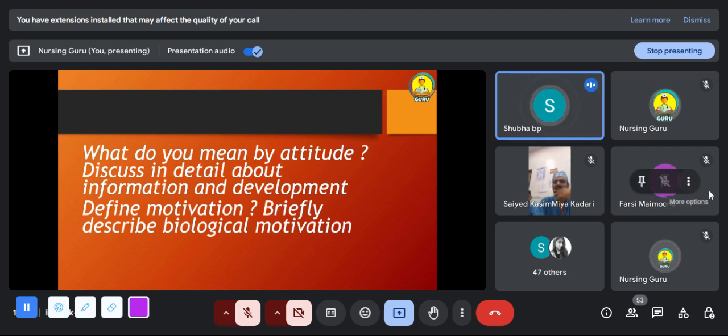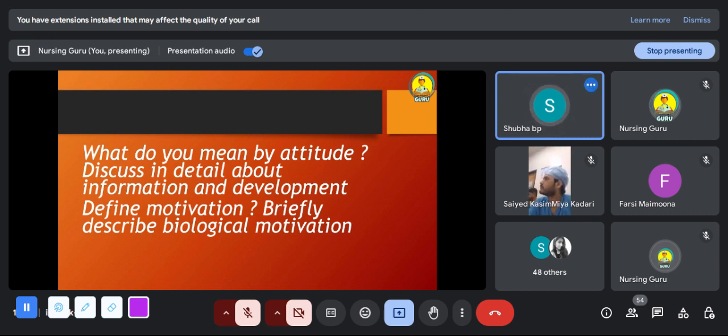And the next question is what do you mean by attitude, and discuss in detail about formation and development. Here you need to answer what is the meaning of attitude and what are the changes during development. As you are all growing, the children's attitude is different and the adults' attitude is different. As you grow, your attitude level also changes, right? So what changes we can expect in attitude, we are going to study, and we have to write the answer.